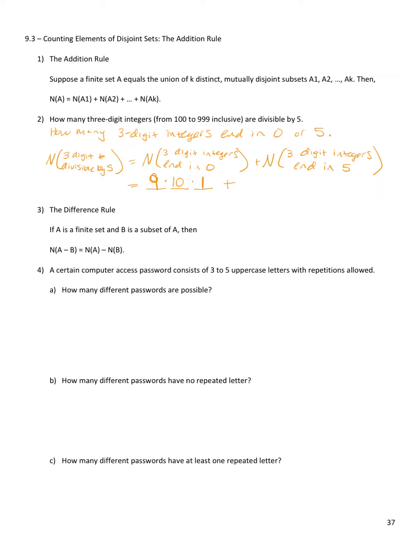And then how many three-digit integers end in 5? So I have 3 digits. The first digit has 9 possibilities. The second digit has 10. And the third digit has 1, right? Because it has to end in 5. So 5 is the only option, so there's only one option. So then we do 90 plus 90, and we get 180.